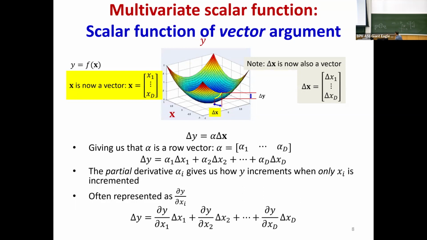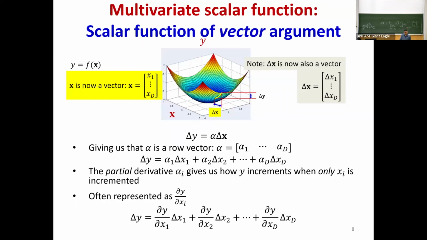Now, there are 2 specific choices. If I move in this direction, then only x1 changes, but x2 does not. That's one specific choice. This relationship must also hold when I'm moving parallel to x1. So in that case, I'm going to find that delta x is going to be delta x1 and a bunch of zeros, right? And so then delta y is going to be alpha 1 times delta x1 when I'm only perturbing x1 and not the rest of them.